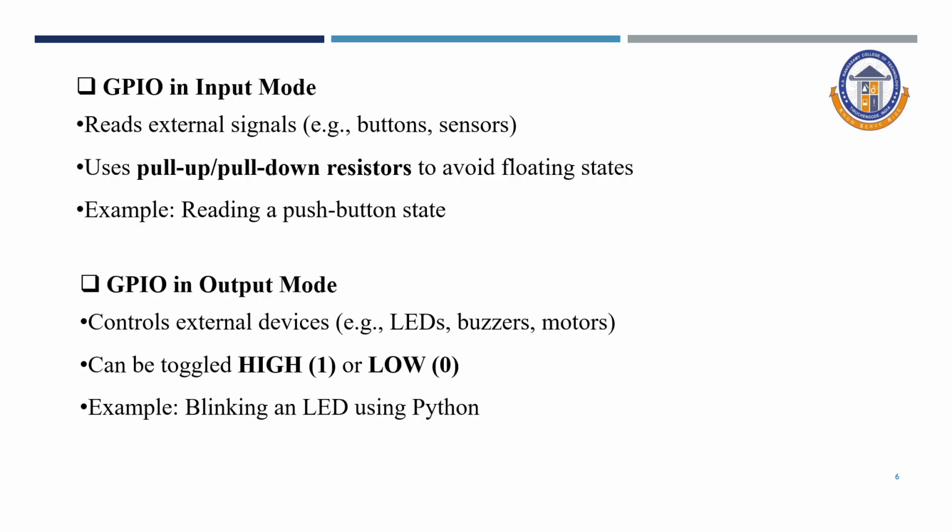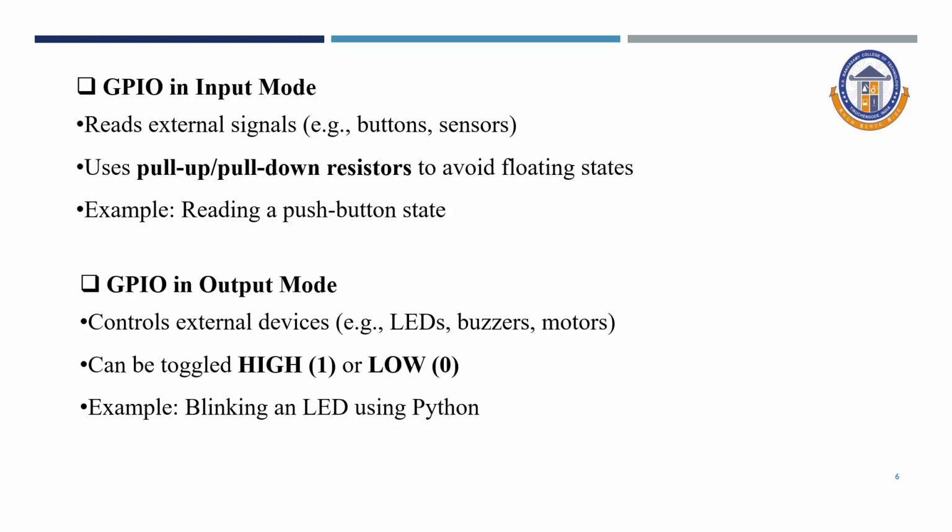We already mentioned the input mode in detail. In general purpose input output mode, we read external signals, for example buttons and sensors. It uses a pull-up or pull-down resistor to avoid floating states, for example when reading a push button state, right? Similarly, in output mode, we control external devices like LEDs, buzzers, motors, etc.